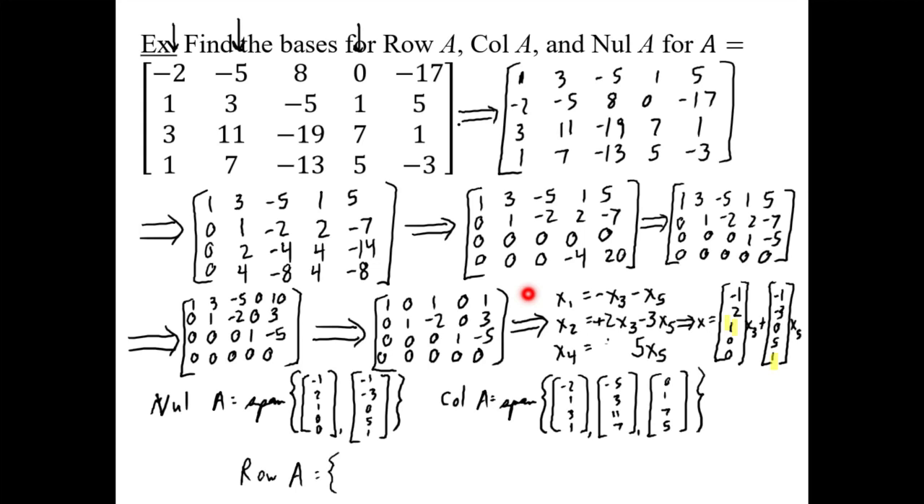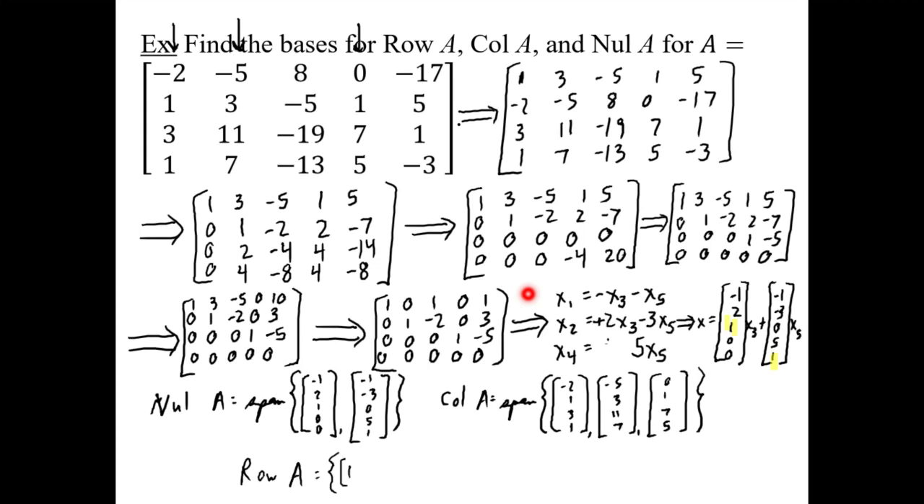And then finally, for the row space of A, all we need to do is worry about the rows that are pivot rows, but we can go with the reduced echelon form, or even just the echelon form itself. So those rows, those vectors are, and I'll just write them horizontally because we can.